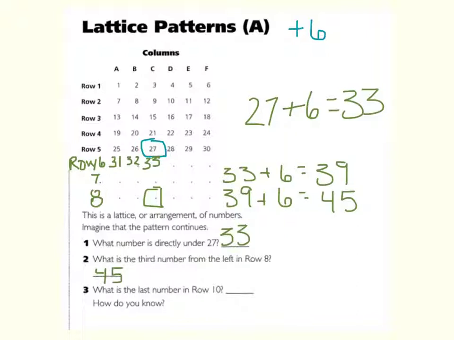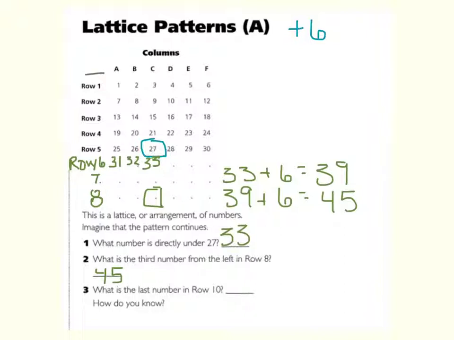The next question says, what is the last number in row 10? Well, we have run out of the lattice that was given to us, so we no longer have a visual to work with. So let's go back up and look at the rows and the columns again and see if we can come up with some sort of equation or rule that works for every row.